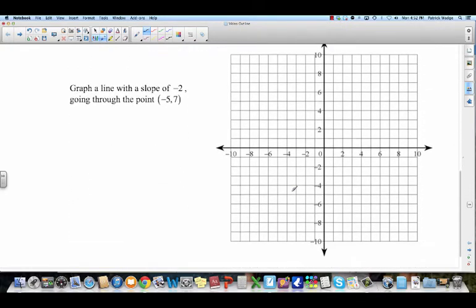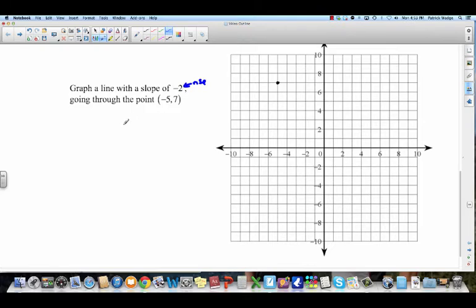Graph a line with a slope of -2 going through the point -5, 7. So again, we're going to start with a point. So I go -5, start at the origin, -5, and then up 7. Right here. This is my point. Now we have a slope of -2, and remember what we said. It's rise over run. What? There's no number there. So what do we do?